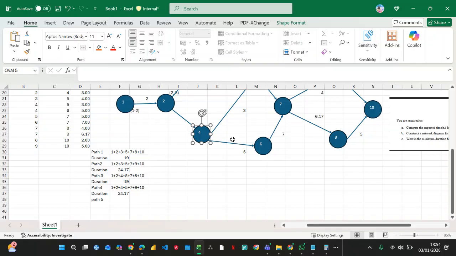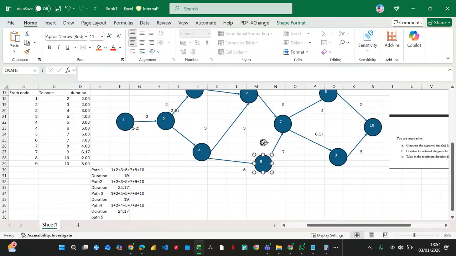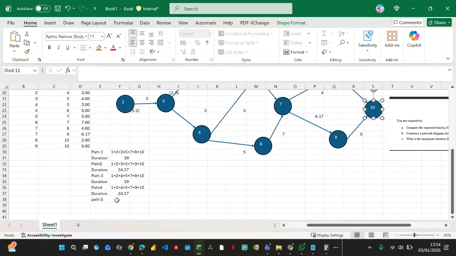If we start from 1, we go to 2, then we go to 4, five, 6. From 6, we go to 7. From 7, we go to 8, and then we land at 10. Another one is still remaining because we still have to go through 9. Yes, seven, nine, ten.